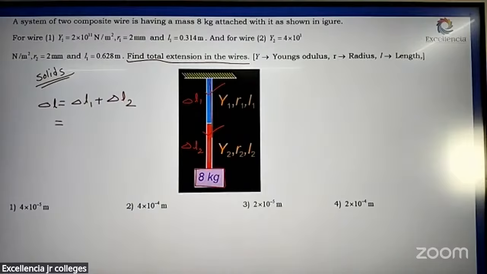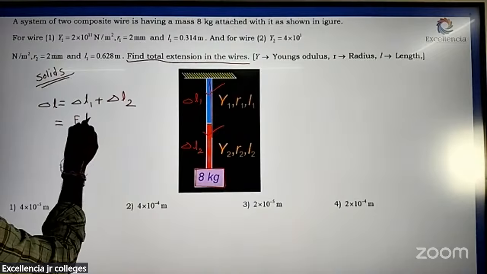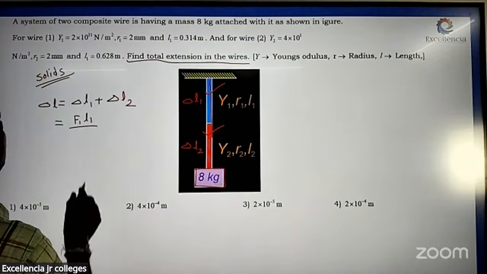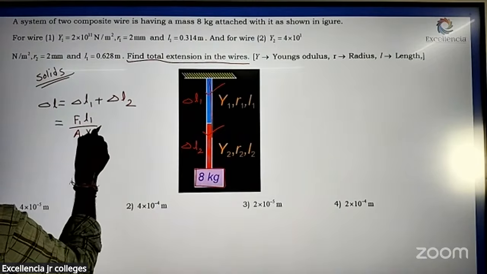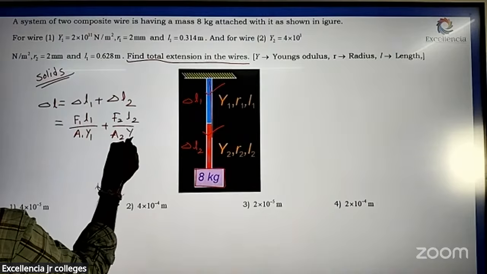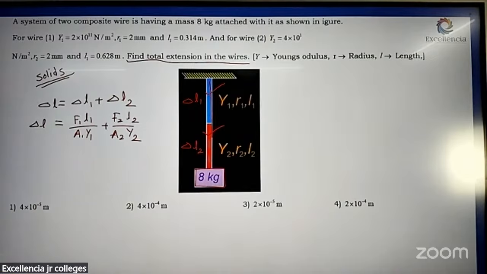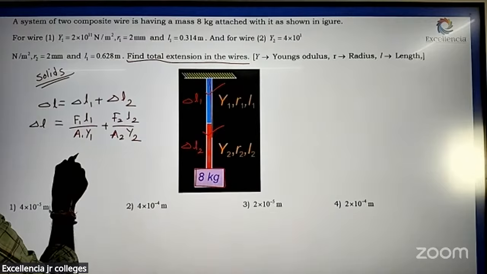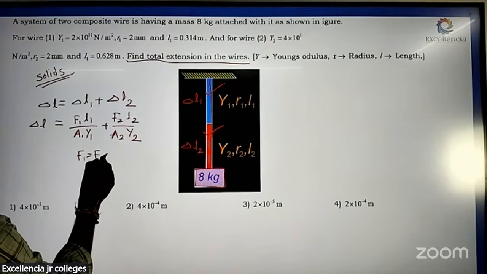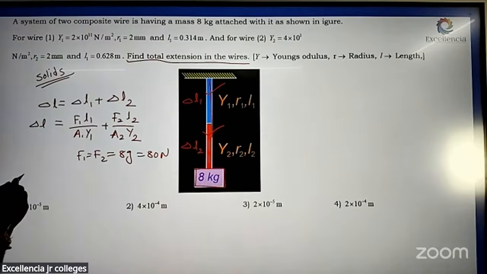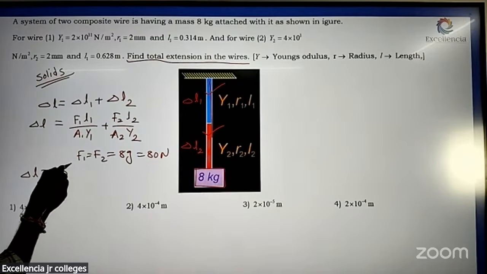We know that, according to the Young's modulus formula, delta L is F1 L1 by A1 Y1, a direct formula, plus F2 L2 by A2 Y2. This is the total extension. Here F1 and F2 are the same because the same force will be developed. So F1 equals F2 equals 8g, which is equal to 80 newtons. So we can substitute into delta L. Anyway, 80 is common in both.